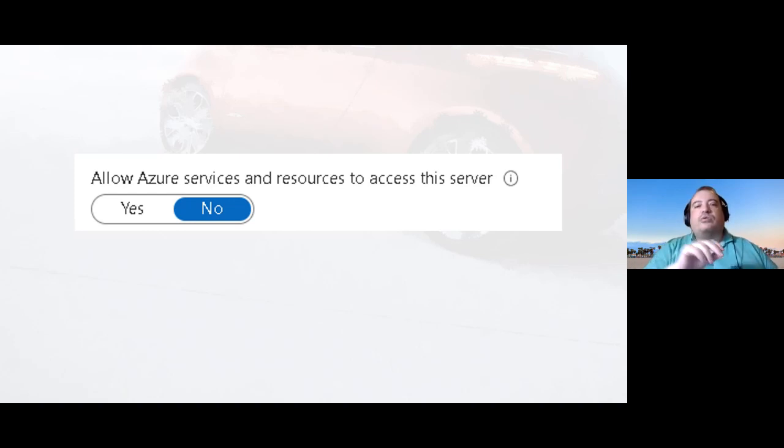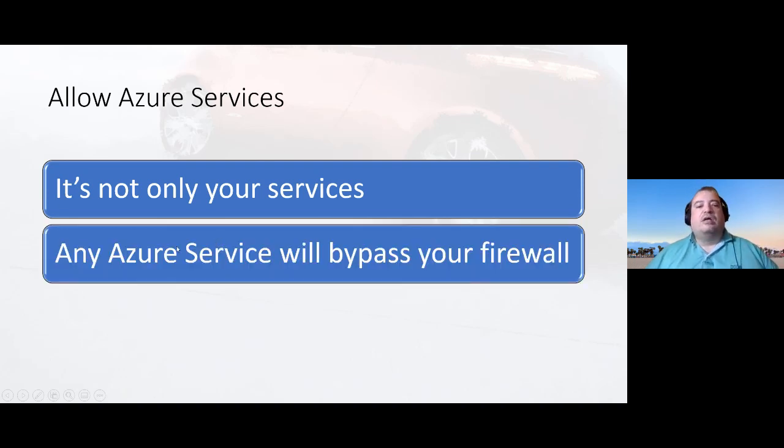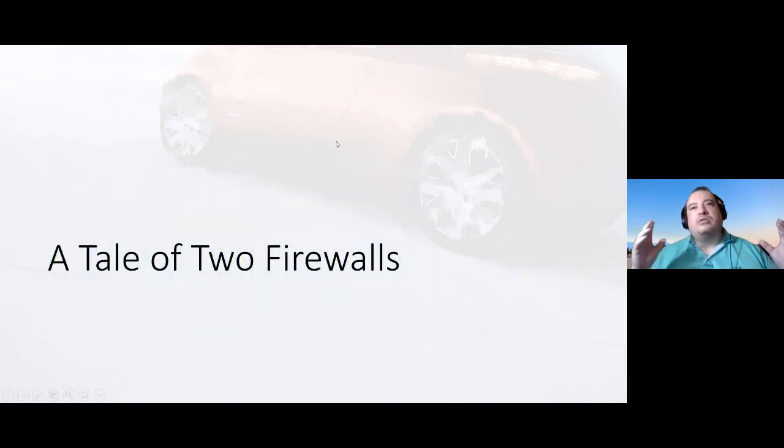Later in this session, we'll talk about alternative options to this one. So, never activate Allow Azure services. Why? Because it's not only for your services. Any Azure service will bypass your firewall. So what's the alternative? What are the options? Use virtual networks. Link your Azure SQL to a virtual network, and configure the access using virtual networks.